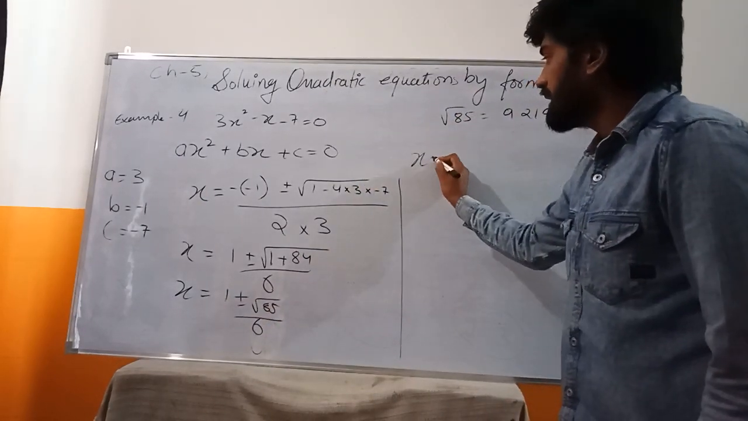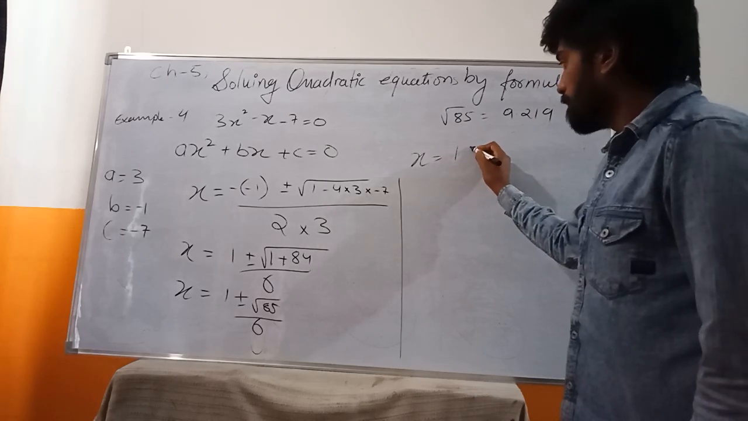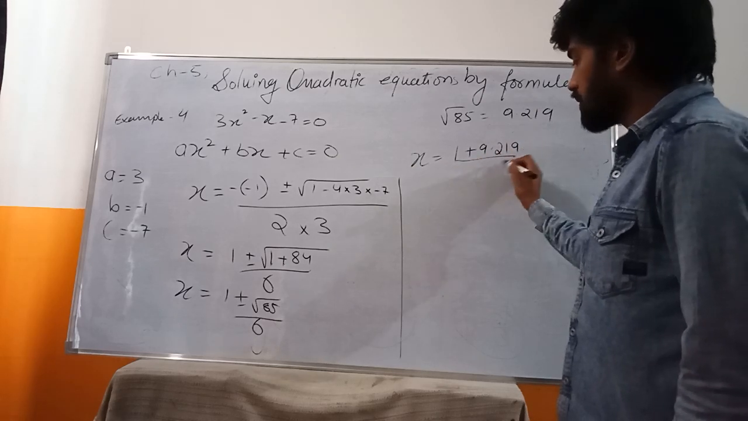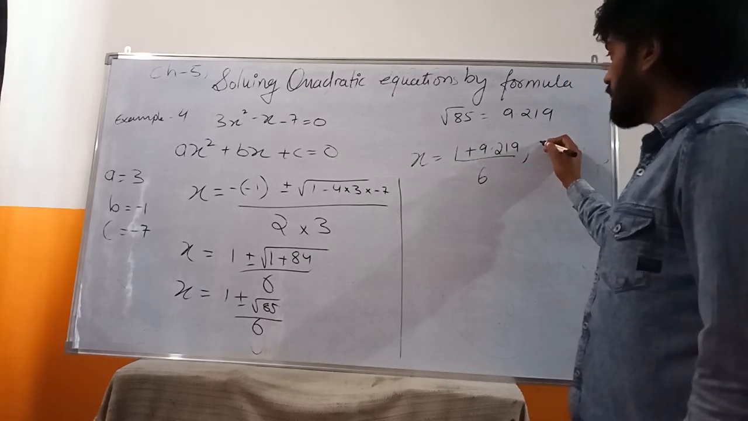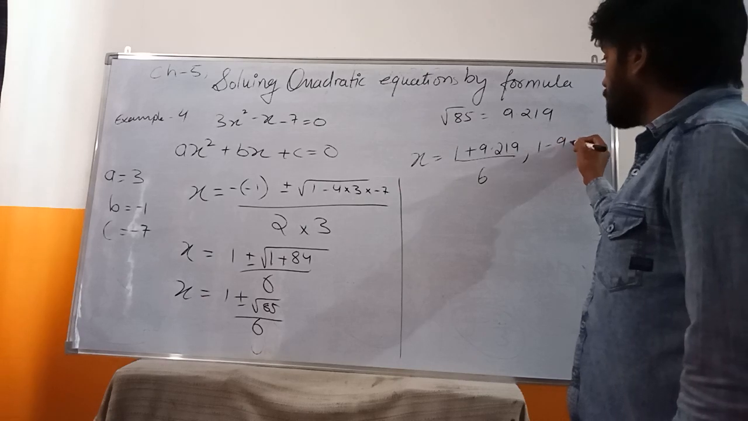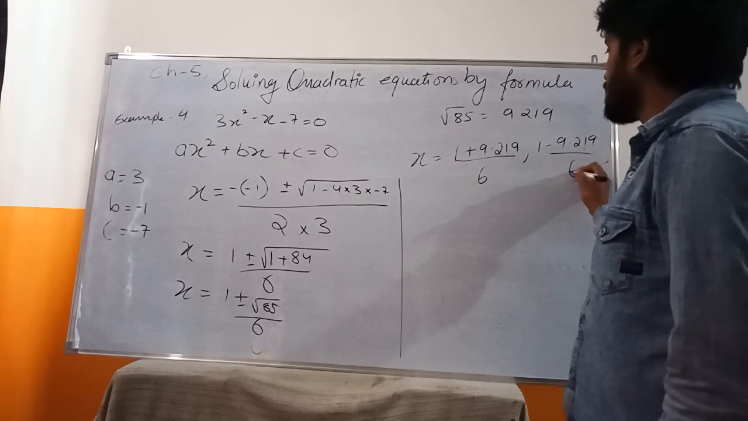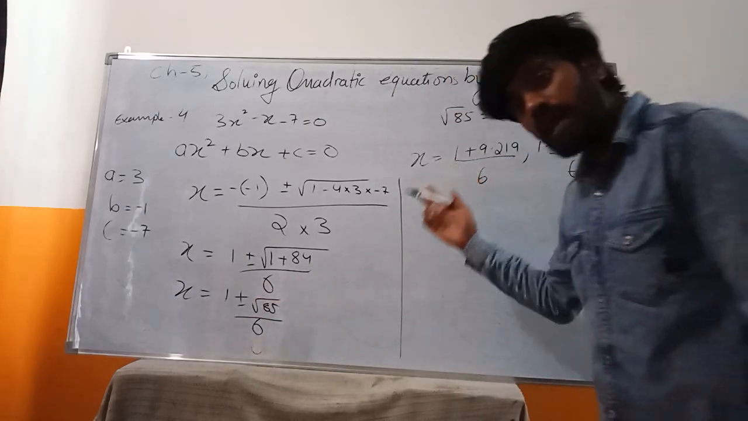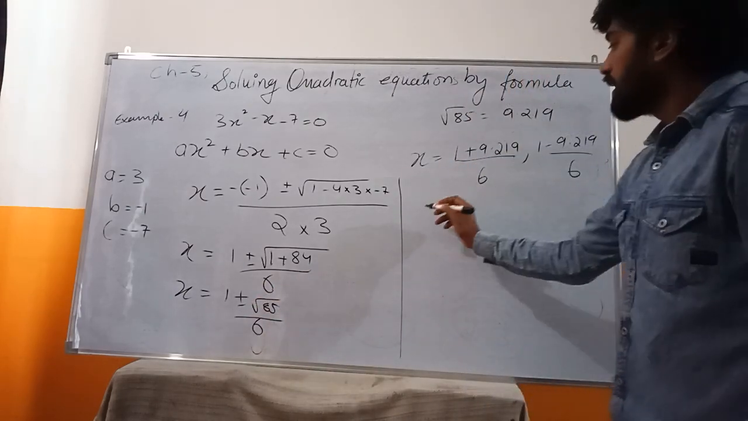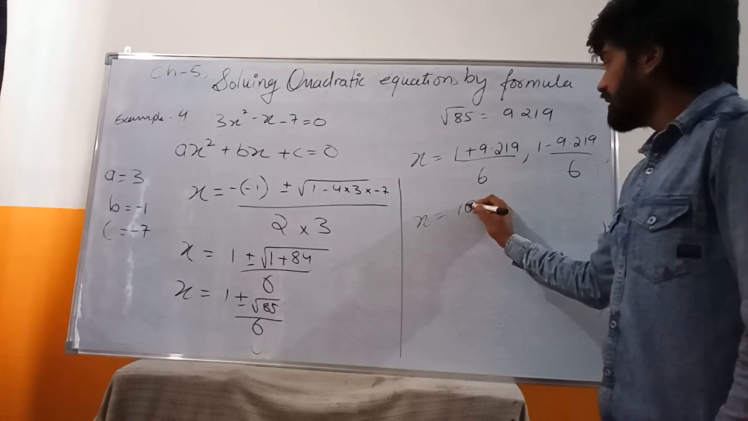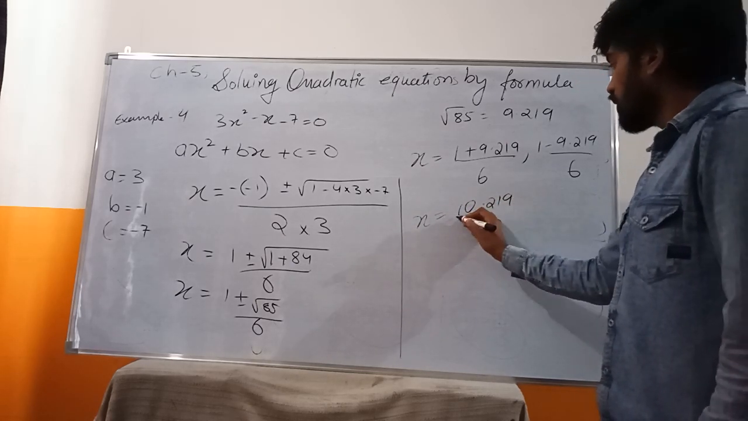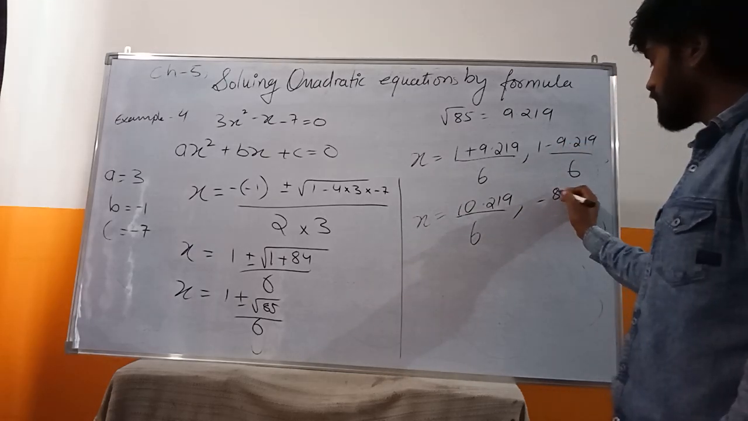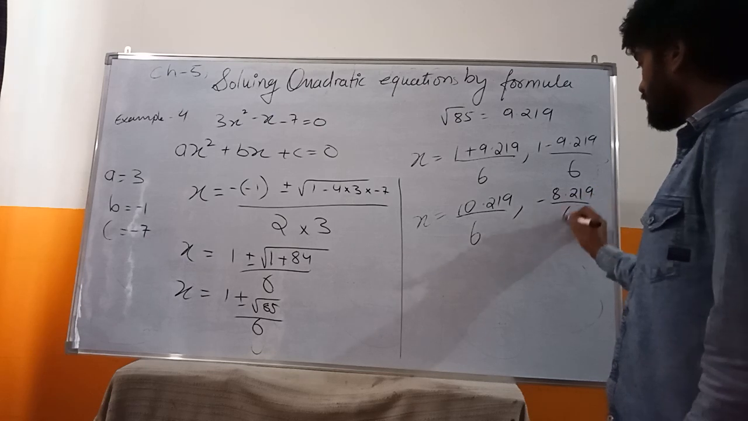So x equals 1 plus 9.219 upon 6, and x can also equal 1 minus 9.219 over 6. So I am getting two values, because if you see plus and minus both, that is my answer. There I'll have two values of x. So if I solve this, I'm going to get 10.219 over 6, and over here I'm going to get minus, because this is bigger, minus 8.219 over 6.